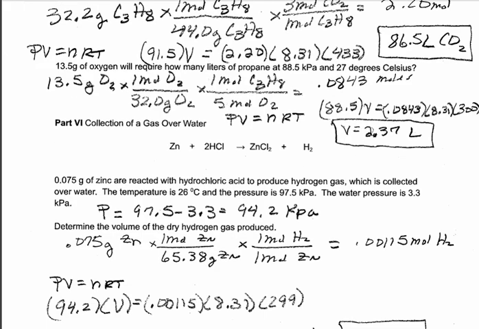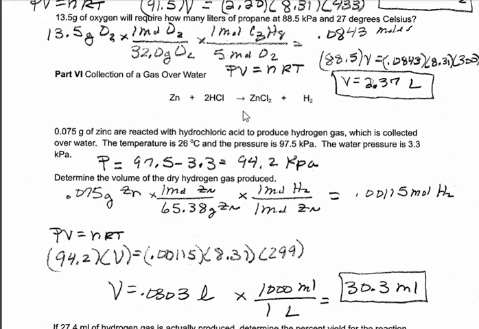Now we have gas collection over water. We have zinc and hydrochloric acid to produce zinc chloride and hydrogen. Okay, so the first thing I do is I take my 97.5 kilopascals and I subtract my water pressure to get my pressure. The next thing I do, a gram to mole stoichiometry between zinc and hydrogen. 0.075 grams of zinc times 1 mole over molar mass times 1 over 1. It's a 1 to 1 mole ratio.